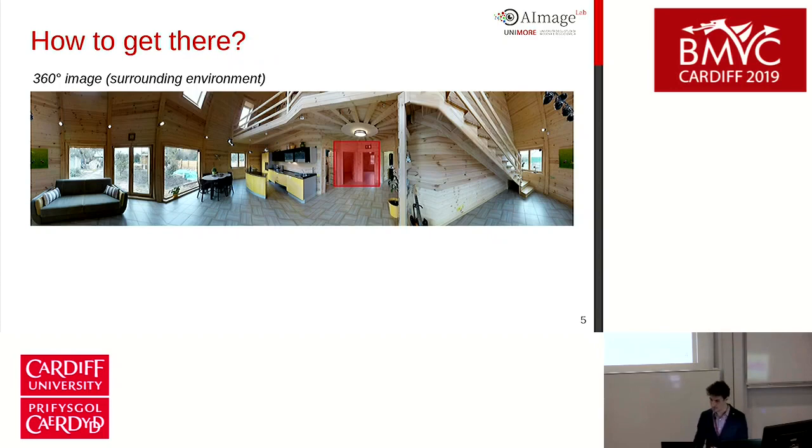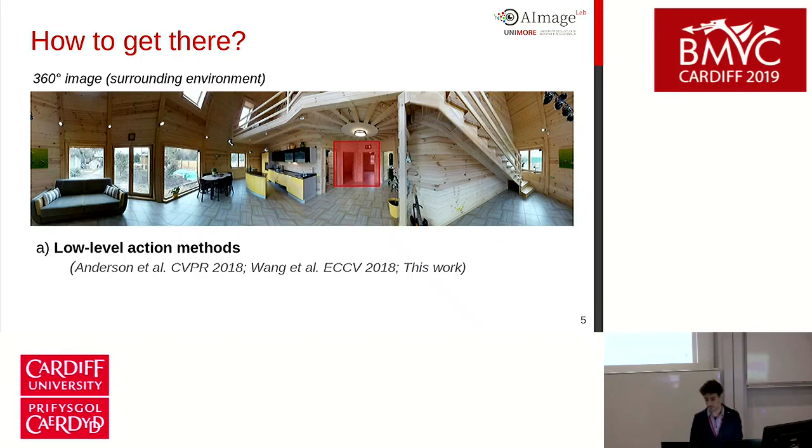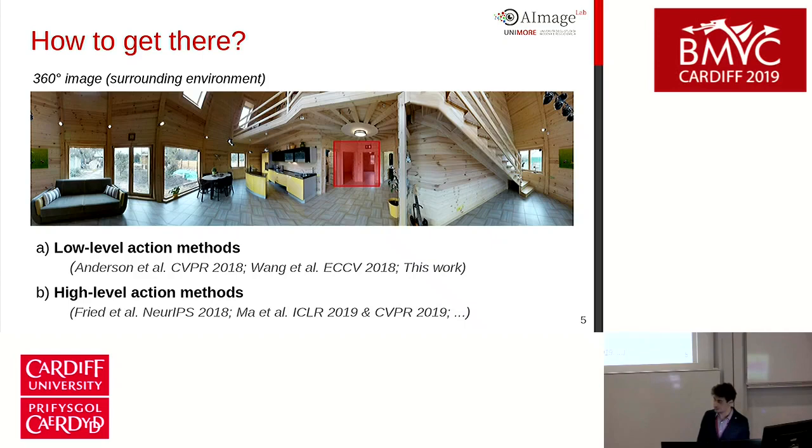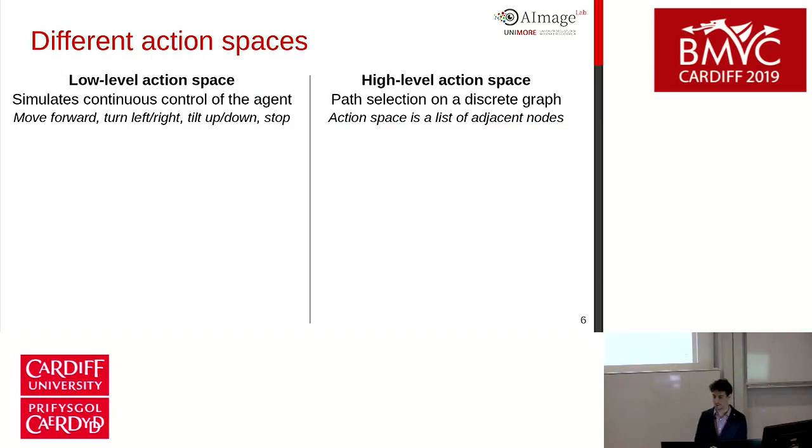Once we know where we want to go, we need to get there. And as an additional contribution in our paper, we categorize previous work on visual language navigation and distinguish two categories. The first is the category of low-level action methods, and the second is the category of high-level action methods. What really makes the difference is their level of abstraction and their action spaces. So the output spaces of the methods are different.